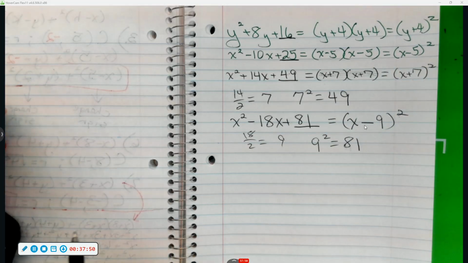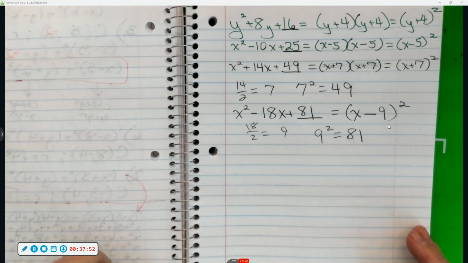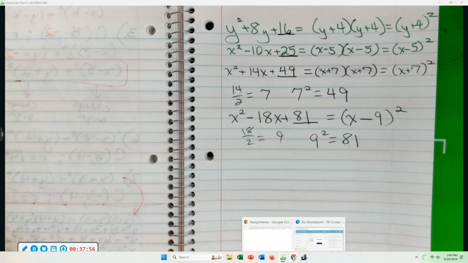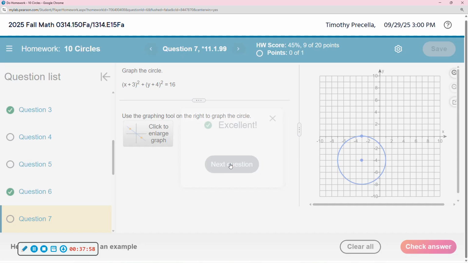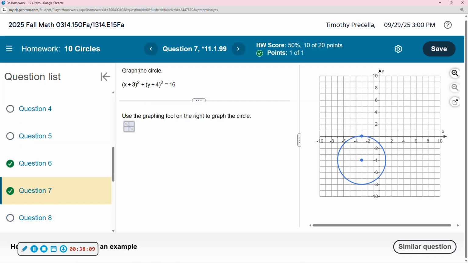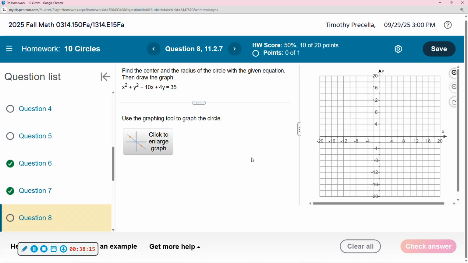And that's our pattern for creating perfect square trinomials. Maybe I should let them see number 8. I hope it hasn't timed us out so they can see why we're getting into this. Look at number 8. Find the center and radius and graph it. It's the same instruction. That number 7, we had to find the center and radius and draw the graph. But there's a big problem with number 8.